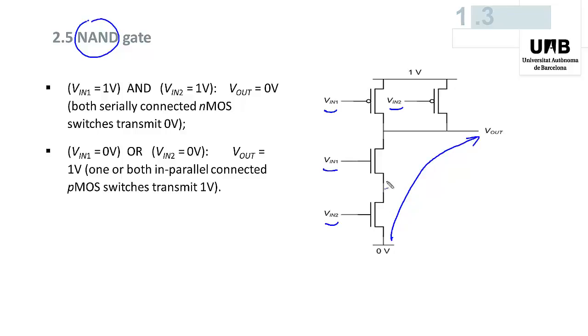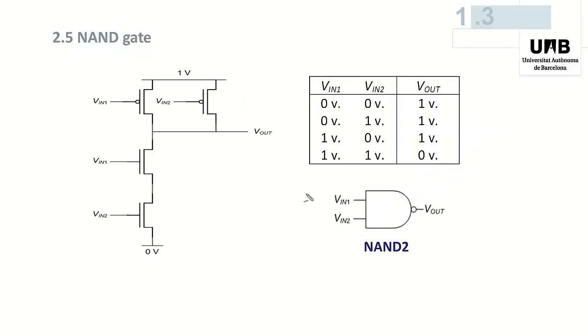Conversely, if V in 1 or V in 2 or both are equal to 0, then at least one of the two PMOS switches is closed and transmits 1 to the output. At the same time, if one of the two input voltages is equal to 0, at least one of the two NMOS switches will be open. Thus, the result is shown in this table.